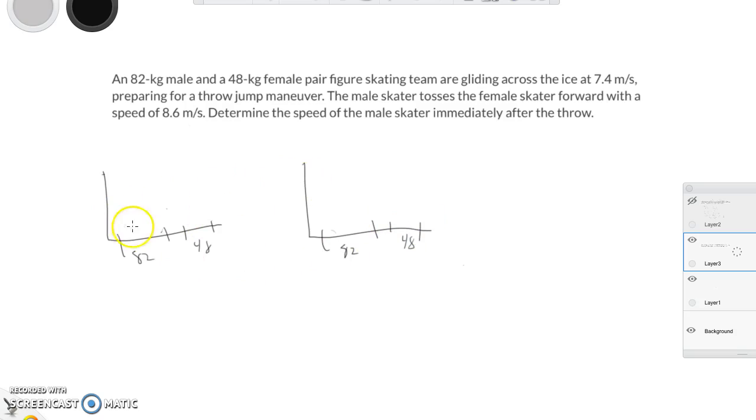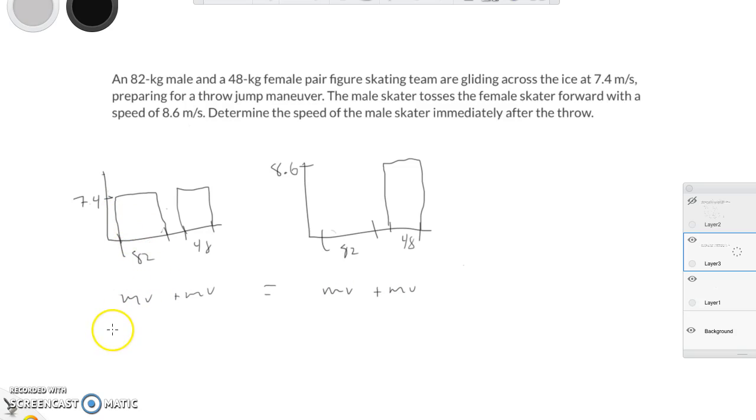Let's see. We have a velocity here before for both of them of 7.4. Then afterwards, the female skater has a velocity of 8.6. We don't know the velocity of the male skater though. So mv plus mv equals mv plus mv.